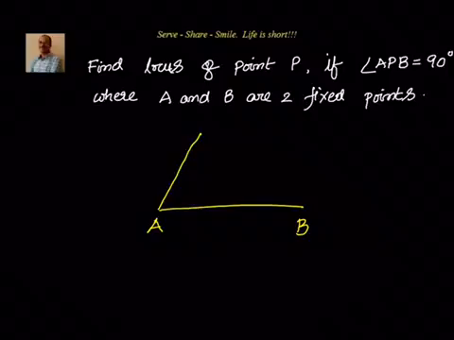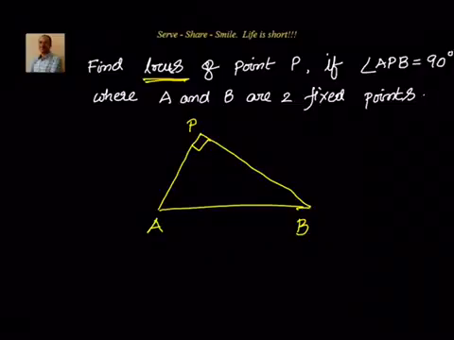That means this angle is 90 degrees. Let us say this is P. Now we have to find the locus of P. What is the meaning of locus? Locus of a point means the path taken by this particular point P for different points which satisfy the geometric condition that angle APB equals 90 degrees.